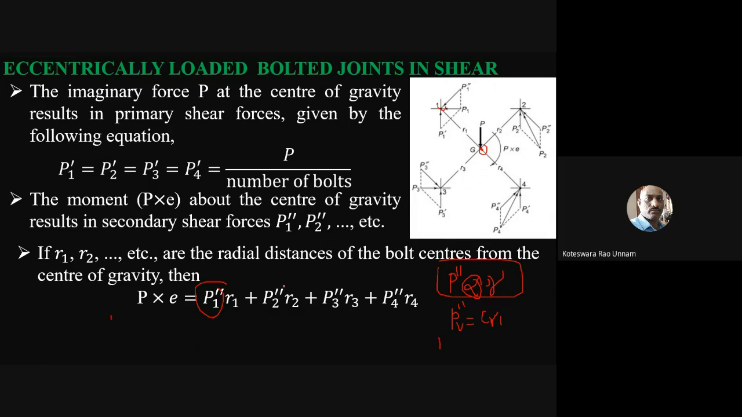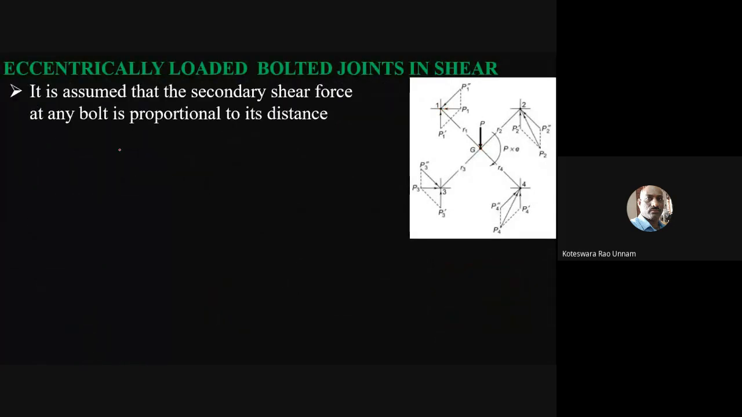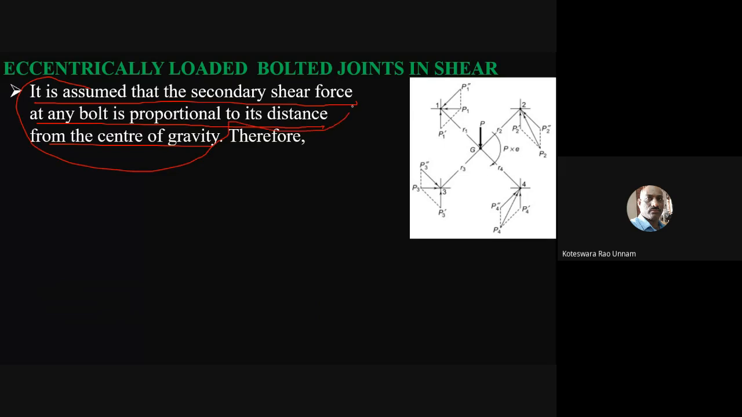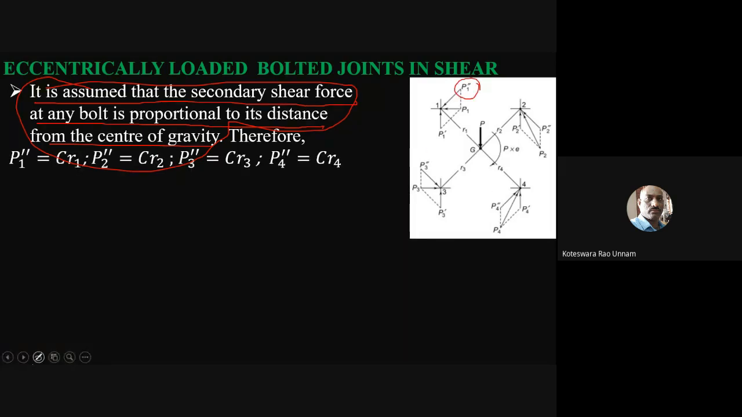Similarly, P2 double dash, I'll write as C into R2, and so on. So it is assumed that the secondary shear force at any bolt is proportional to its distance from the center of gravity. This is the assumption. With this assumption, we can remove the complexity in solving the secondary shear forces. Therefore, I can write that P1 double dash is equal to C R1, P2 double dash is C R2, P3 double dash is C R3, P4 double dash is C R4.